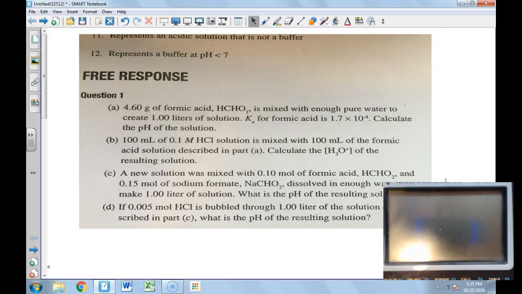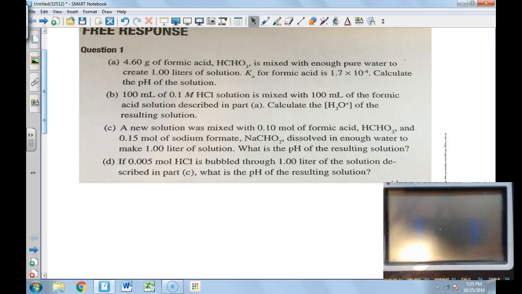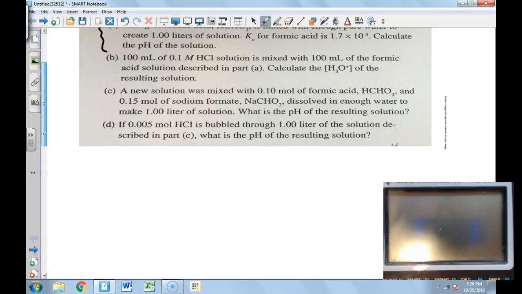Hey everybody, I just wanted to go over this review problem about acid and base titration, buffers, all that good stuff. Okay, let's get right into it. So here, if we look at part A, basically we have formic acid and we're just trying to find the pH of that. Keep in mind there are two types of equilibrium problems.